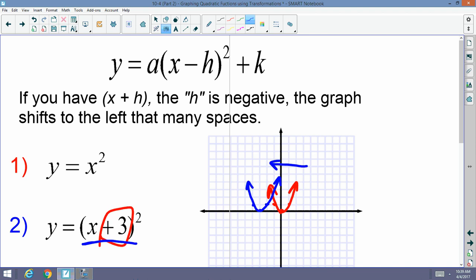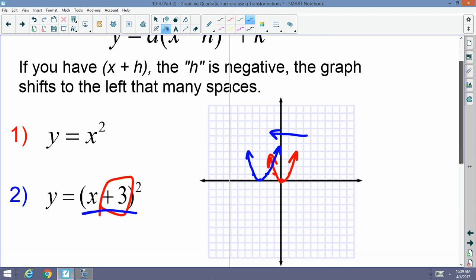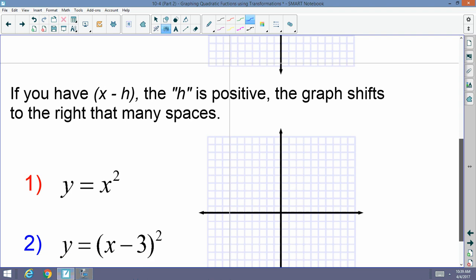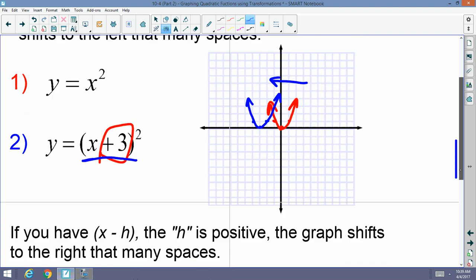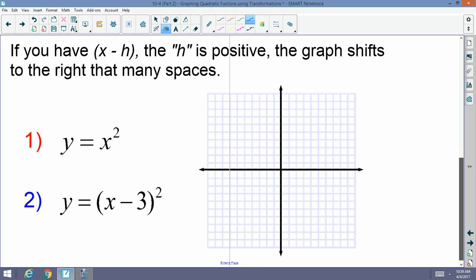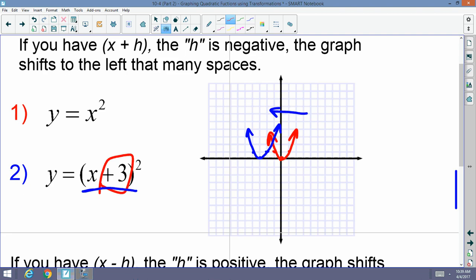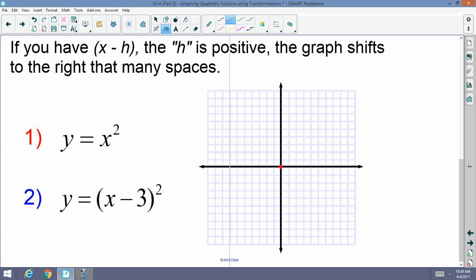Exact opposite for when it's x minus h. If you have x minus h, that means that the h, whoa, sorry about that, that means that the h is positive. And if the h is positive, that means you shift the graph to the right. Again, my parent function, 0, 0, 1, 1, -1, 1. But now I have a -3 here, so I'm shifting to the right 3 places. So I go 1, 2, 3 to the right, 1, 2, 3 to the right, and 1, 2, 3 to the right, and bada bing, bada boom. This time I shifted to the right 3 places.